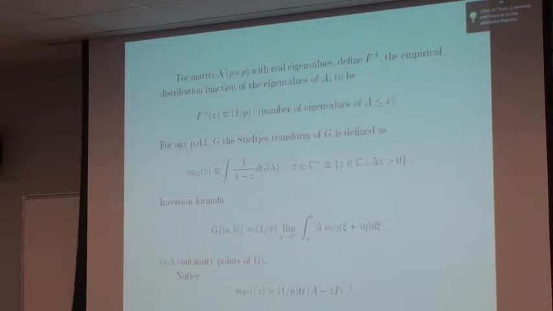And the main reason why it's very useful for eigenvalue behavior is because the Stieltjes transform of the empirical distribution function of the eigenvalues of a matrix A is simply the normalized trace of the resolvent of the matrix. And that comes up very often in proving things.